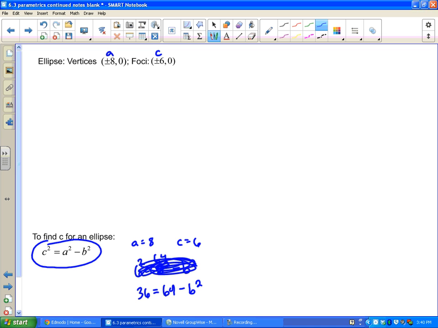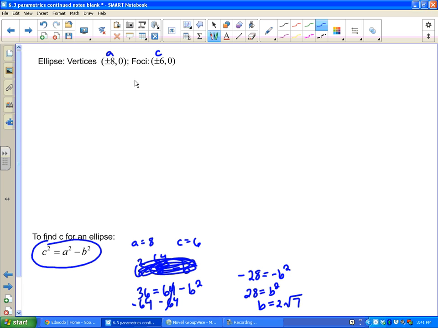Okay, so I'm going to subtract 64 over to the left side. 36 minus 64 is negative 28. I'm sure if that's not right, you guys will tell me tomorrow. 28 equals b squared. Square root both sides, so b equals the square root of 28, which is 2 square roots of 7.